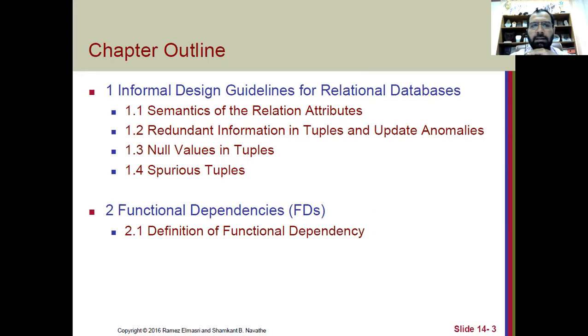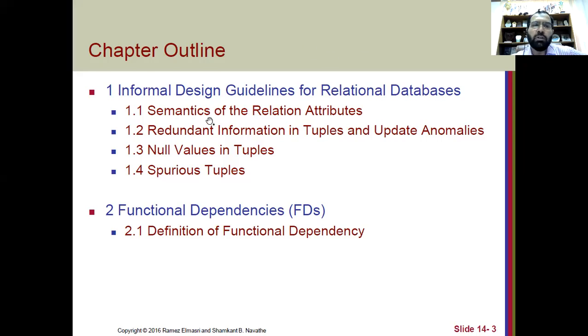The chapter outline is also very important to know, so that we know what we are going to discuss. The first point is informal design guidelines for relational databases. There we will discuss, number one, the semantics of the relation attributes, because as we know, a relation is itself a table, and a table consists of attributes. So we will see in this topic what the semantics of those attributes are, and we will try to see the relationships and meanings of those attributes within that relation or table.